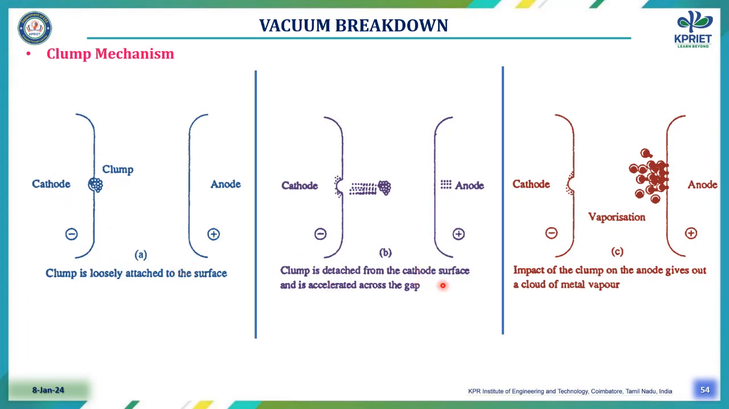We consider there are three diagrammatic representations. The first figure represents the cathode and anode. We are going to apply a very high voltage between the electrodes. The loosely bound particles attached to the cathode are completely detached from the cathode due to the high voltage and move towards the anode. The clump is detached from the cathode surface and accelerated across the gap towards the anode. Due to the impact on the anode, it gives a cloud of metal vapor. This leads to a breakdown. This is the clump mechanism.